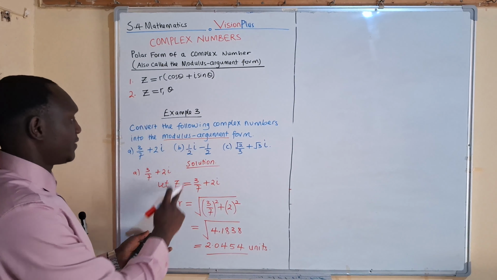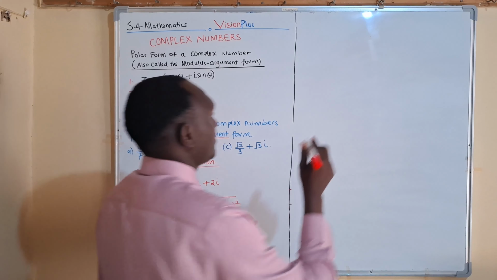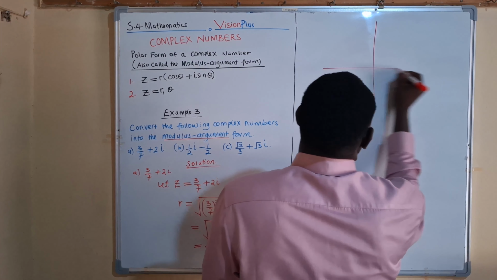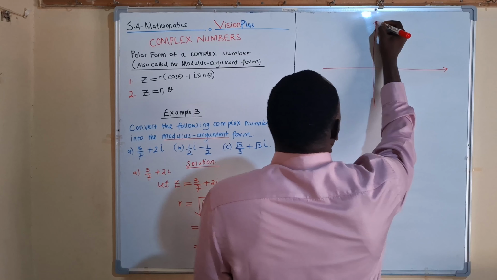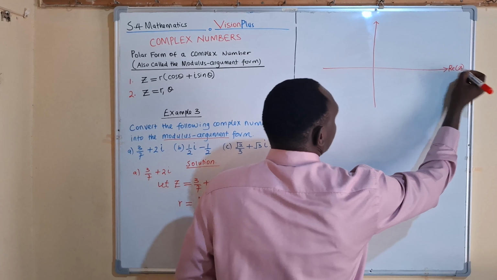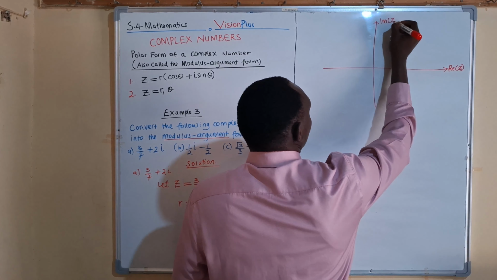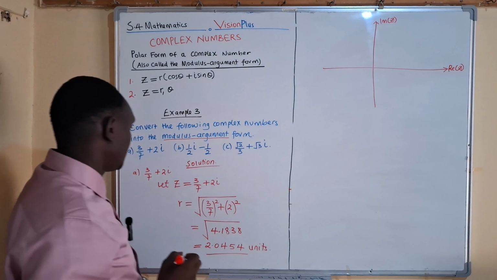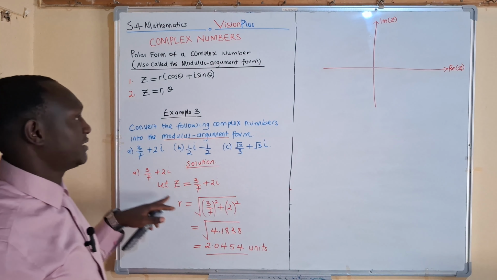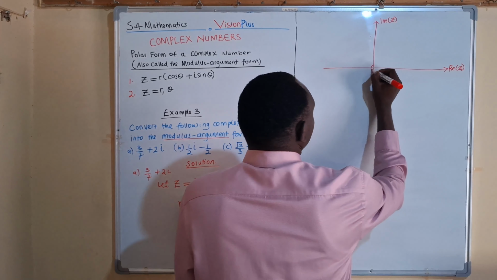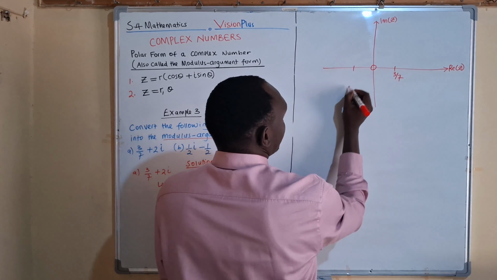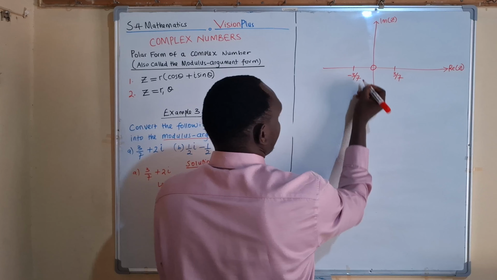Now let's go on to find the angle that the complex number makes with the positive x-axis, which is the argument, and then we get the polar form. This is the real axis of the complex number z. This is the imaginary axis. On the real part we have 3/7. This is the origin. Let me put here 3/7, then correspondingly, negative 3/7.